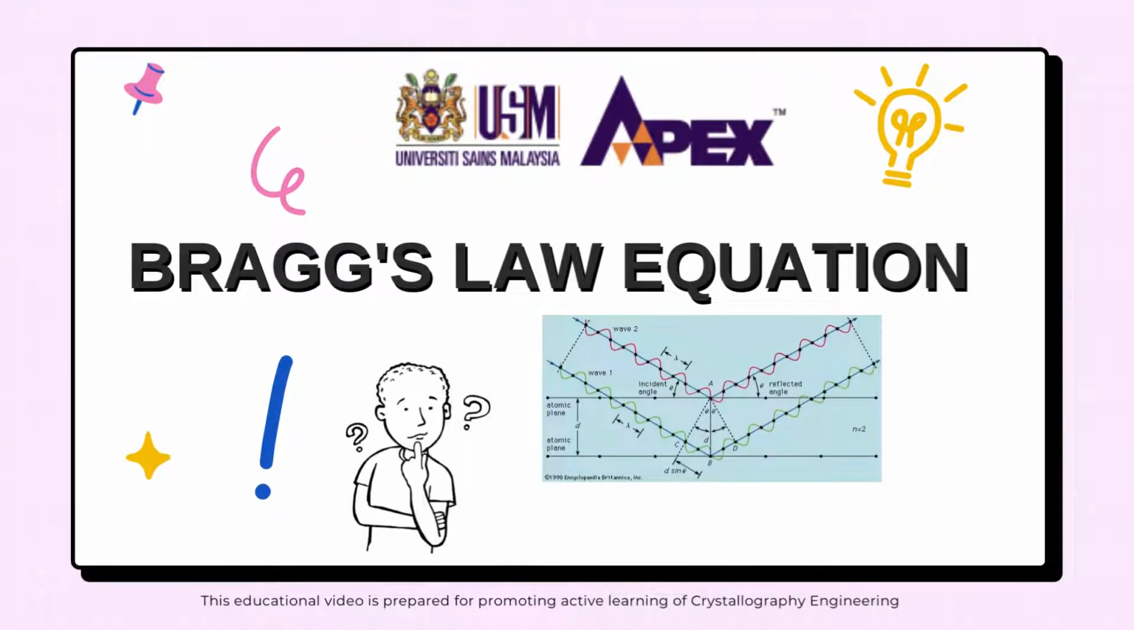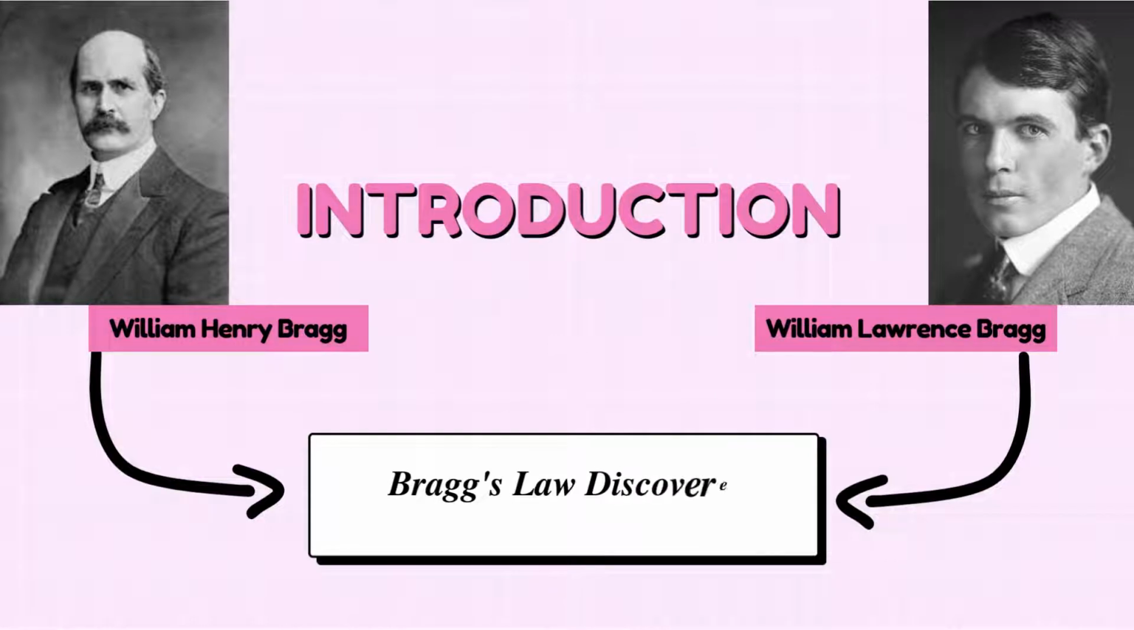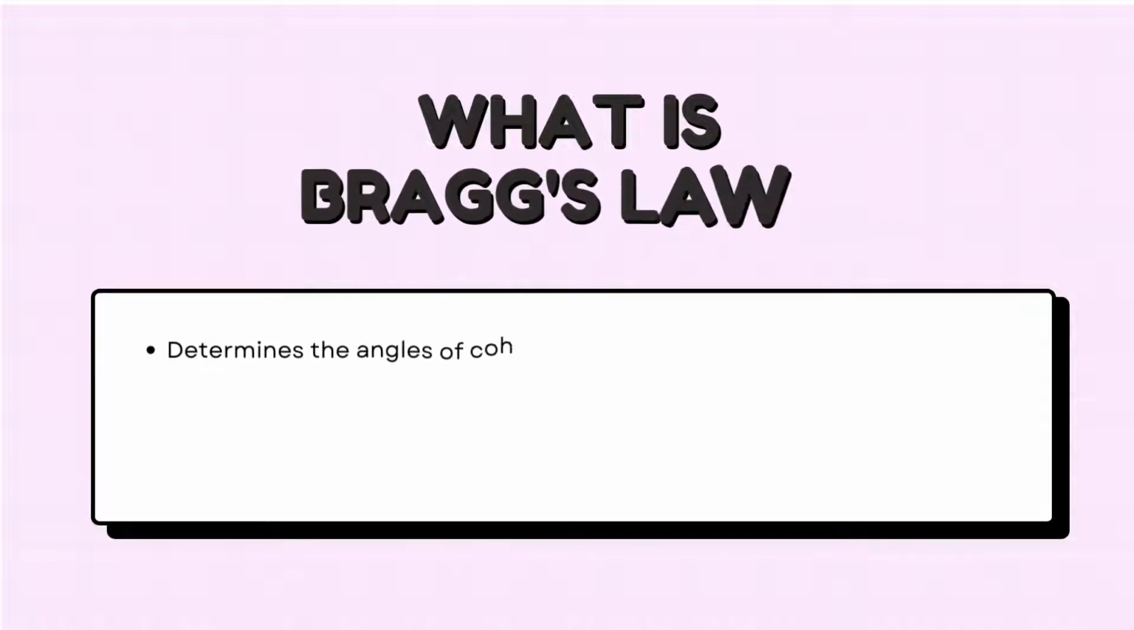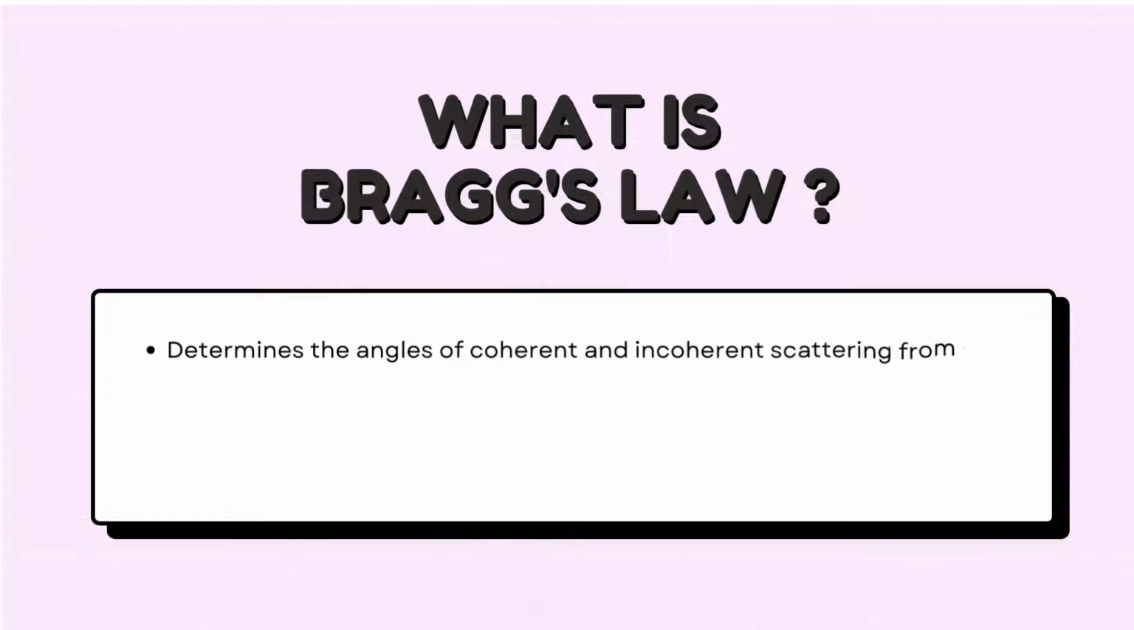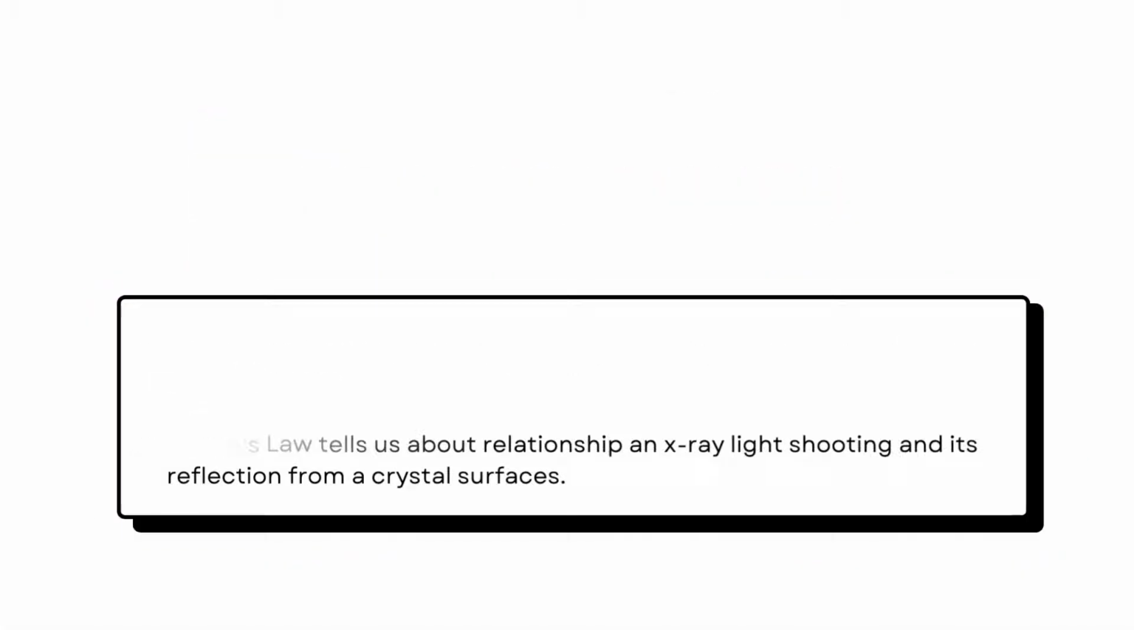Bragg's law equation. Bragg's law was discovered by father and son, William Henry Bragg and William Lawrence Bragg. What is Bragg's law? Bragg's law determines the angles of coherent and incoherent scattering from a crystal lattice. It tells us about the relationship of an X-ray light shooting and its reflection from a crystal surface.